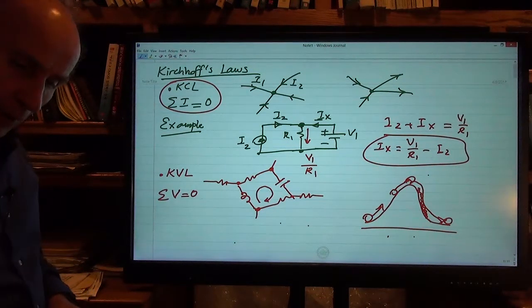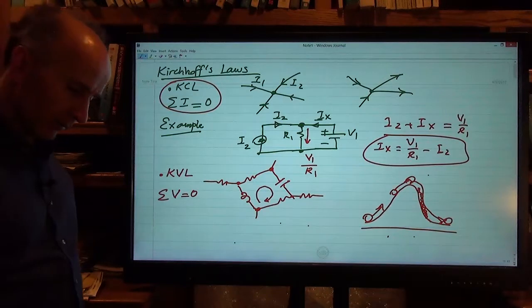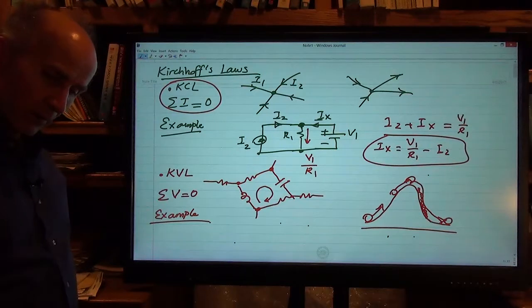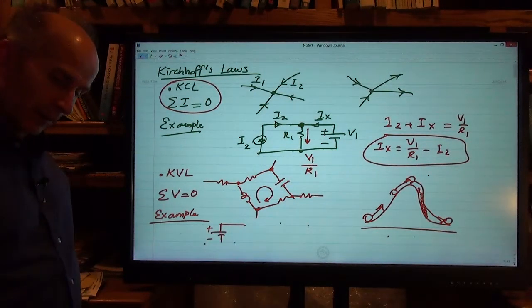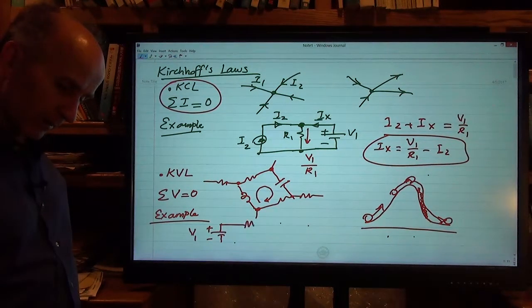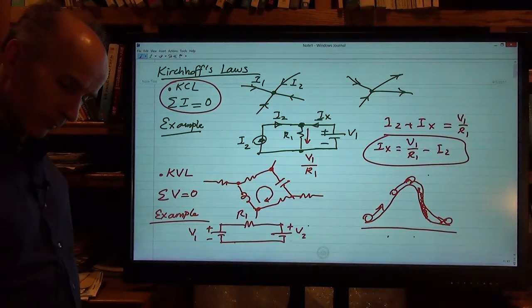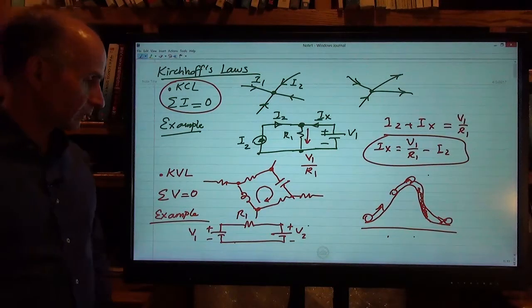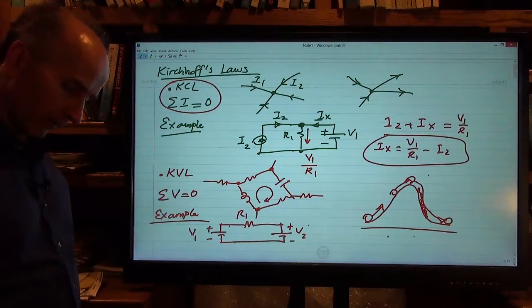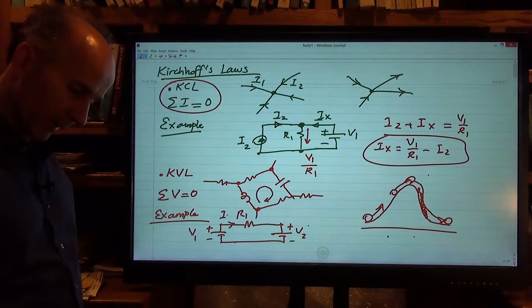Okay, so let's just look at an example to understand how KVL is applied to a circuit. So here's a quick situation. I have a battery here. I'm going to call this V1. And then I have a resistor here, call it R1. I have another battery here, call it V2. Okay? And my objective is to find the current that flows this way through the resistor. We'll call that IX.